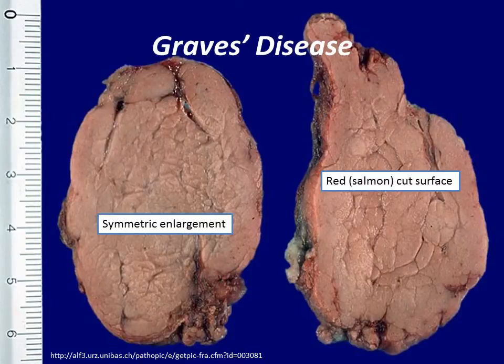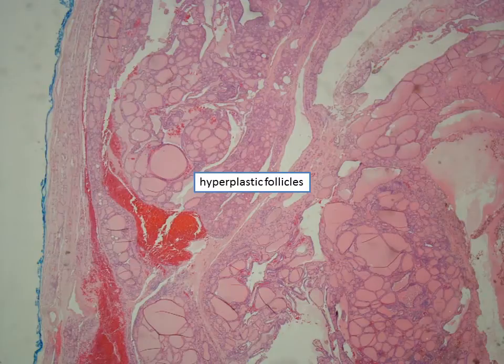Graves' disease gross examination shows a very symmetric enlargement of the thyroid gland, and the cut surface is usually red, and I call it salmon color cut surface. You can also see the nodular architecture of the thyroid gland. Microscopically, it shows hyperplastic follicles with intact capsule. The surrounding normal thyroid parenchyma, if anything is left, is collapsed and pushed to the side.